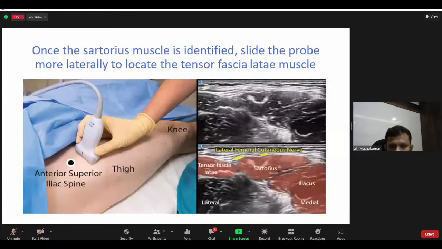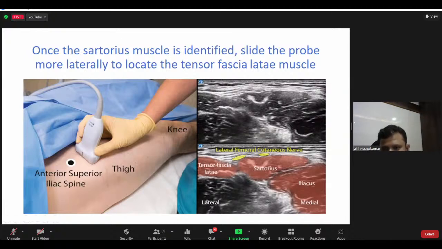So see here, first initially you are just keeping your probe here. Gradually you are sliding laterally. And once you slide laterally, you see a triangular structure. As I told you, it is nothing but sartorius. And no other muscle is triangular. And these nerves will be hypoechoic, and you just take out the needle, bring it here, give the local anesthetic, and you can get good relief.